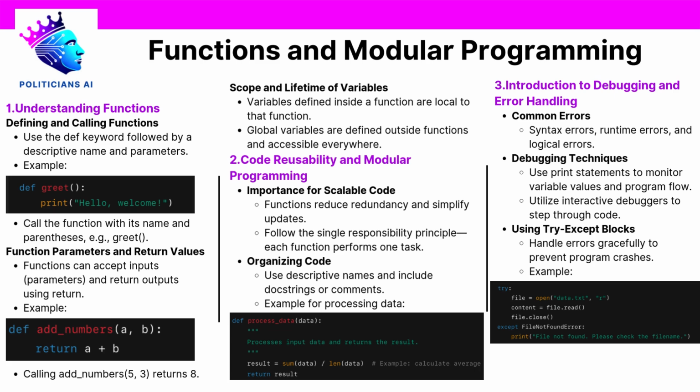Debugging and error handling. Even experienced programmers make mistakes. That's why debugging and error handling are essential parts of writing good code. Let's start with debugging. Debugging means finding and fixing problems in your code. There are three main kinds of errors.